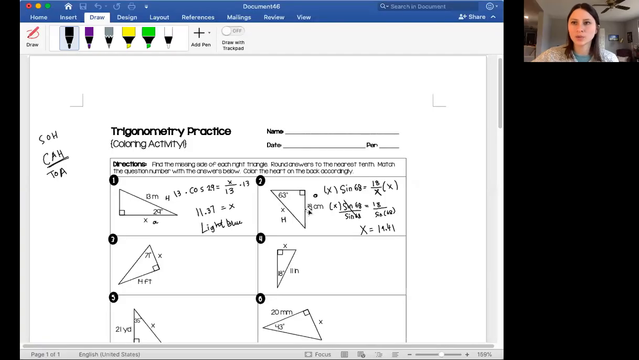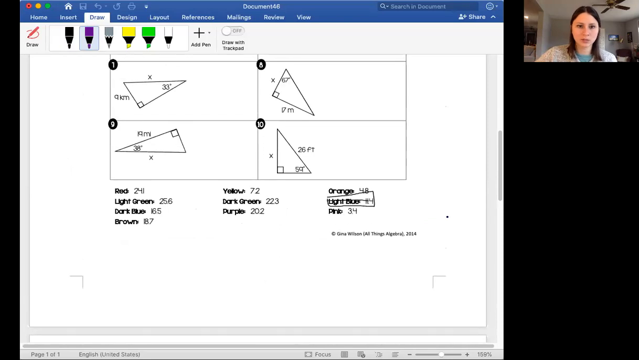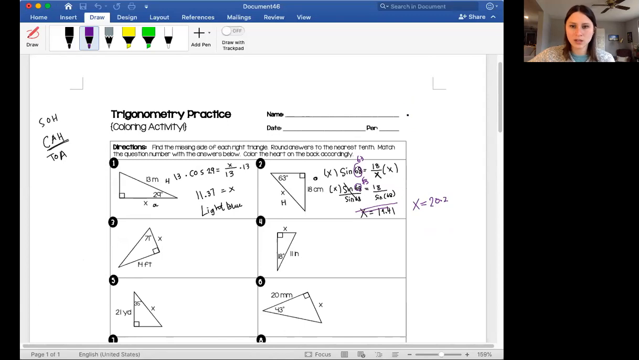Okay, so this is a great example where I did something wrong. I didn't get the right answer, and I'm wondering what's going on. Why did I not get the right answer? Well, it's because I put in 68 instead of 63. Maybe you noticed that already, but that's 63. When I plug it in and actually work it out, x equals 20.2. So now I'm going to go down and look for 20.2. That's purple. So number 2, anywhere I see the number 2 is purple. And how ironic, I'm using a purple pen. Okay, so that's how you're going to do it.